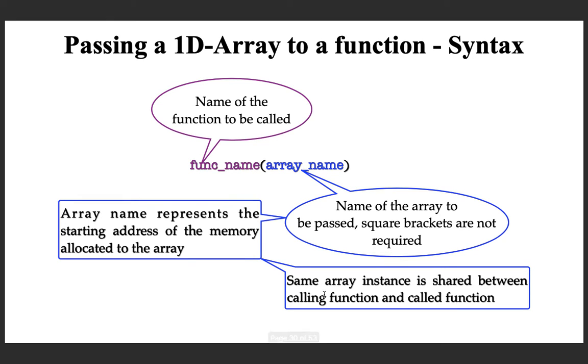Okay, and the same array instance is shared between the calling function and the called function. That is what we saw. So whatever change the called function makes will be reflected in the calling function. So this is a way of returning multiple values from the called function, because all the array elements are effectively returned.